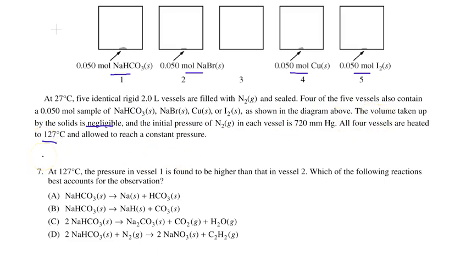So number 7, after all this information, says at 127 degrees Celsius, which is the same temperature, I'm noting that, the pressure in vessel 1 is found to be higher than vessel 2. So vessel 1 is higher in pressure than vessel 2. Okay, so these are being compared. So in my mind, if there's a higher pressure, it's because something about this solid at that temperature decomposed into gas particles that increased the number of gas particles, that, of course, increased the number of collisions on the container wall, which is what pressure is, a force over the area. So which of the following reactions is increasing the number of gases?